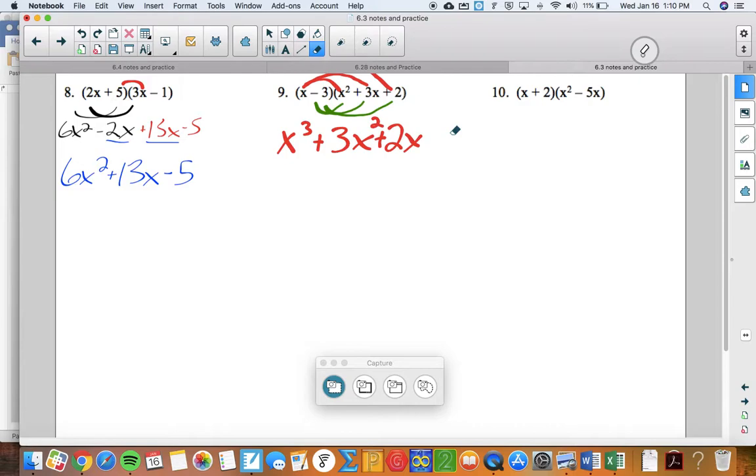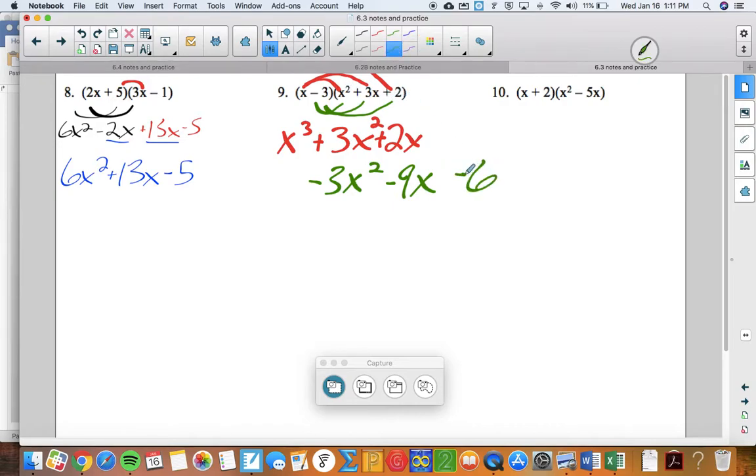Or you could do something a little different here. So I'm going to take negative 3 times x squared, which is negative 3x squared. And I could put it underneath the positive 3x squared because they're like terms, and I'm going to end up combining them if you want to do that. Otherwise, again, like I said, make a straight line. Now I get negative 3 times 3x, which is negative 9x. Now I'm going to combine that with the positive 2x. So I put that underneath so I can add them and combine them. And last but not least, negative 3 times 2 is negative 6.